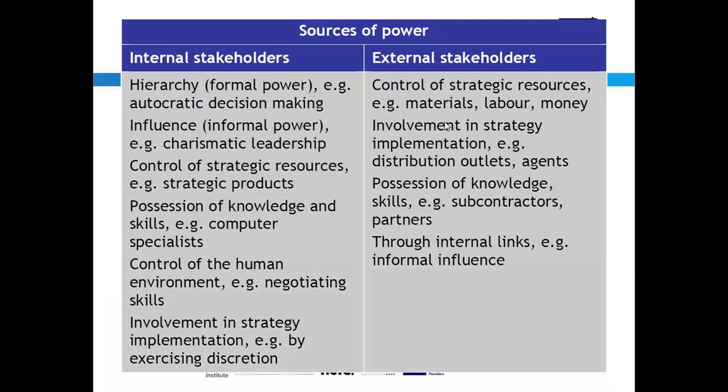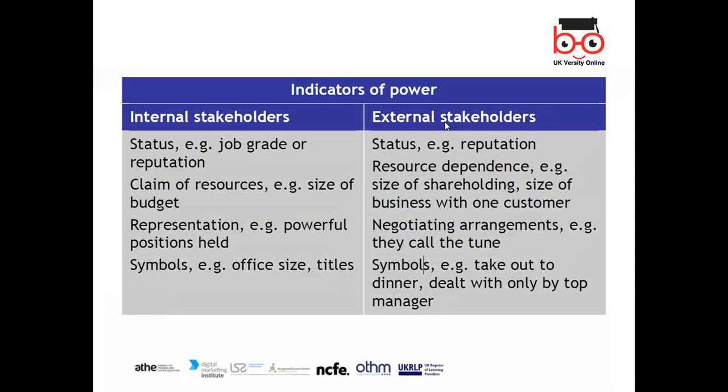External stakeholders are those outside the company. Indicators of how much power they have: we can look at job grade. Directors have more power than employees, and top-level management have more power than low-level management. So that's the indicator of power.